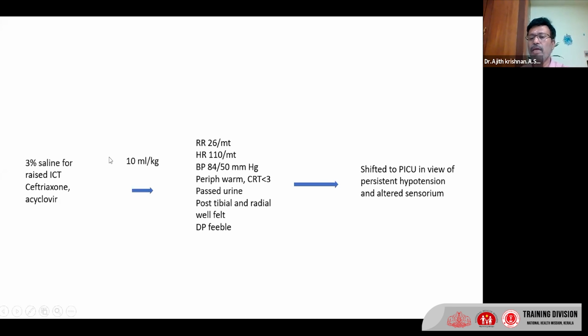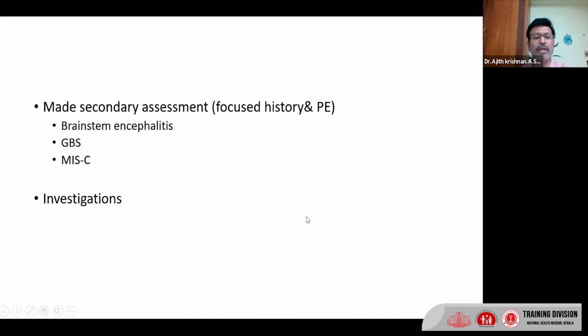And then neurological dysfunction, raised ICT, seizures, all these things also you have to treat. So you have given treatment for that, then again given 10 ml per kg, and the BP is not picking up, it is remaining the same, not much improvement. So the child is shifted to the PICU for further management.